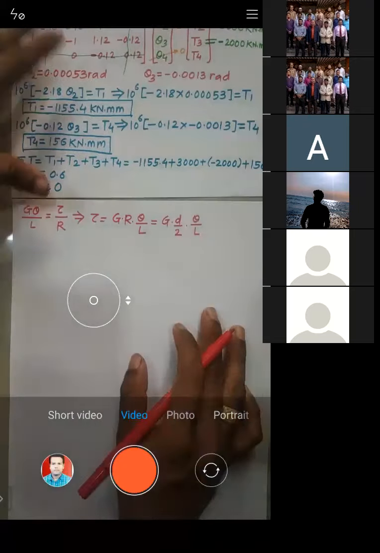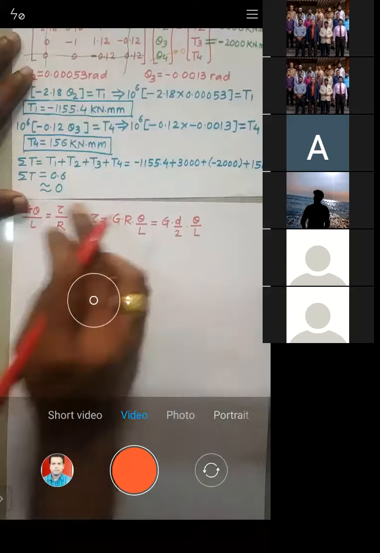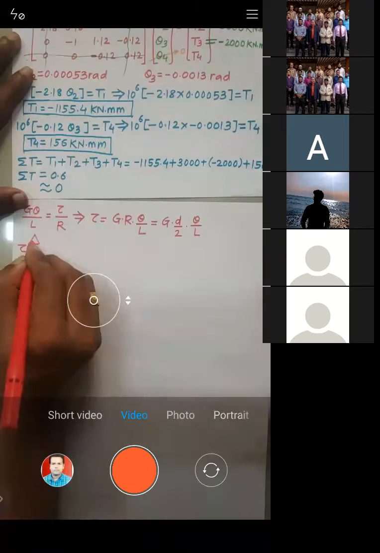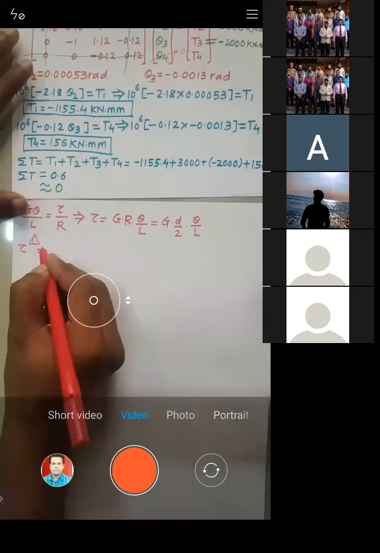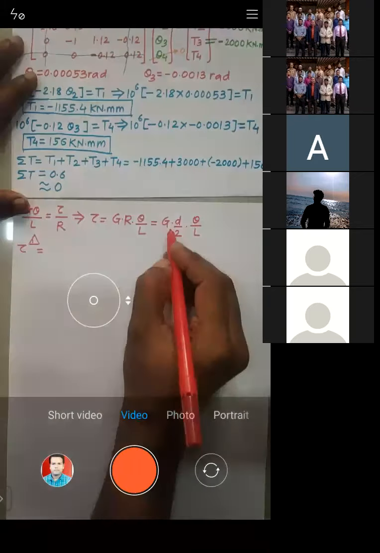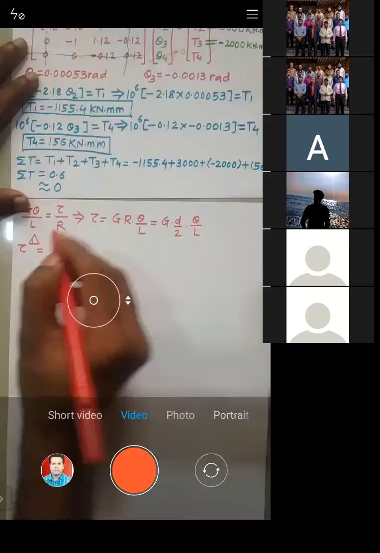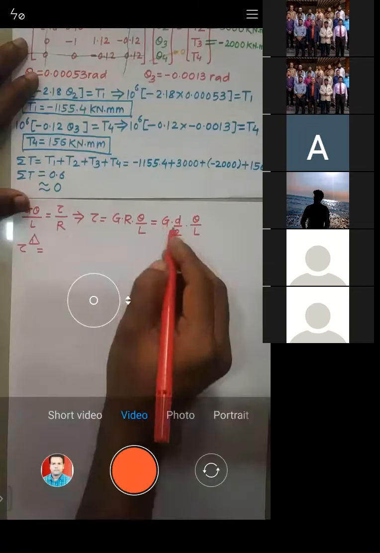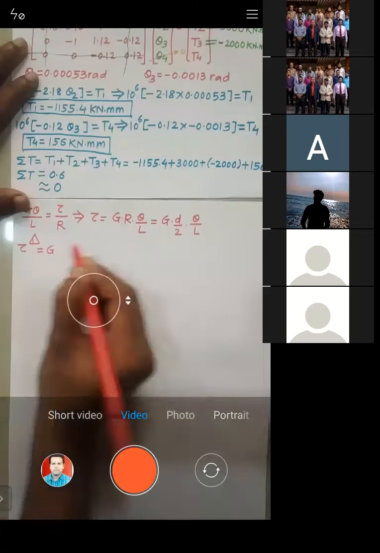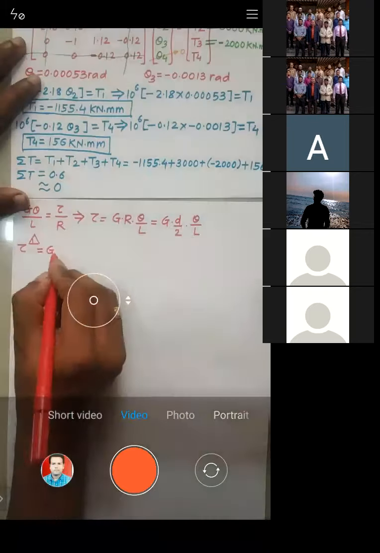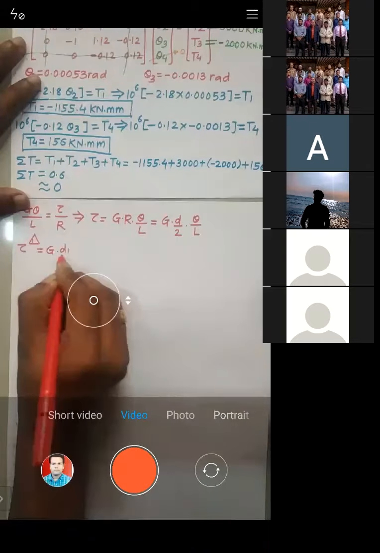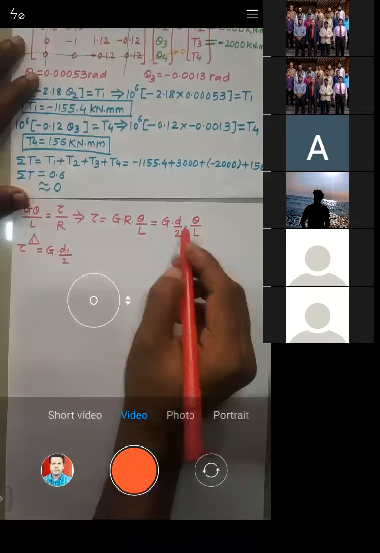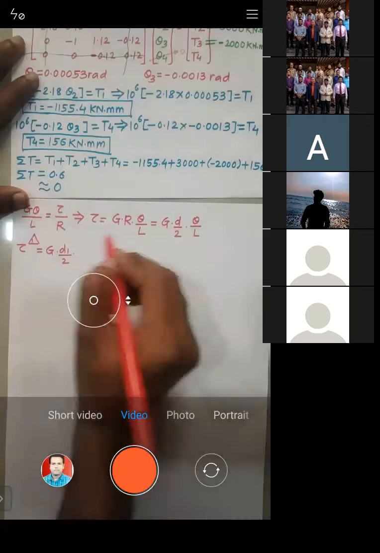Right? Now let's calculate this tau for element number 1. So tau for element number 1 is given by: you require G. G is common for the entire problem, so I will not write G1, G2, G3. I will write just G into diameter. The diameter of the first section is D1, so I will write D1 by 2 into theta.